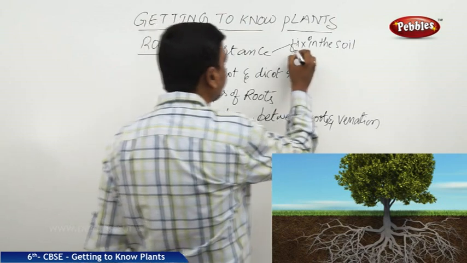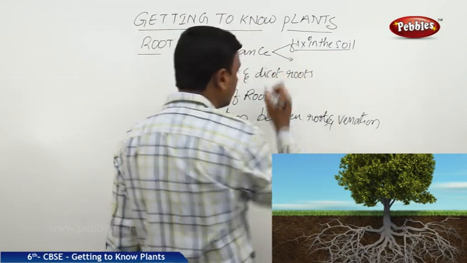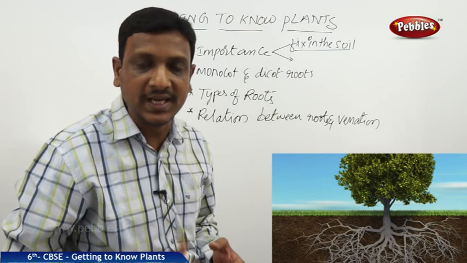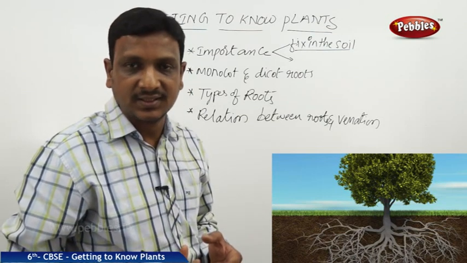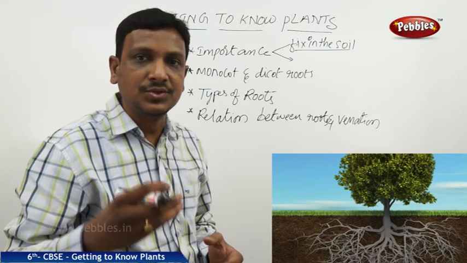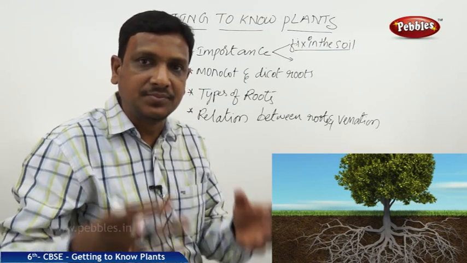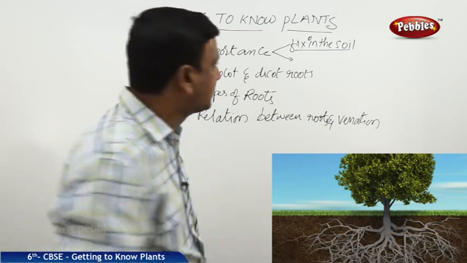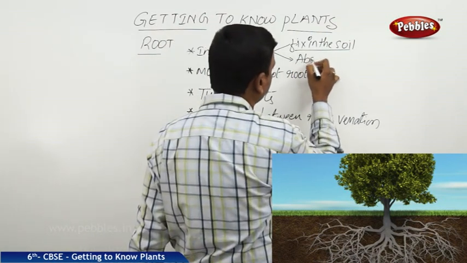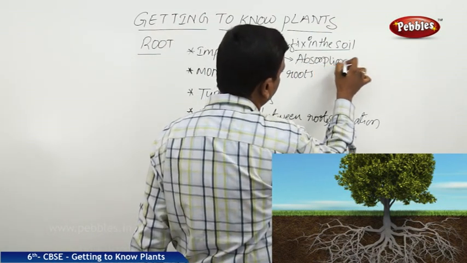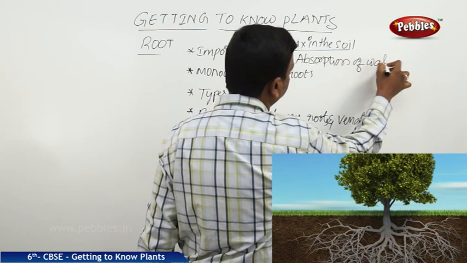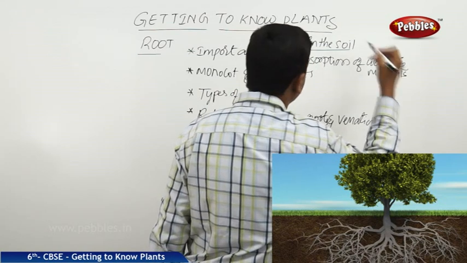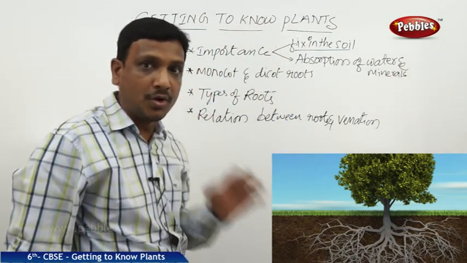That is one function. The second function of the roots is that they absorb water and minerals from the soil and supply them to the tree. So the water and minerals are absorbed from the soil by the root. That is the second function, absorption of water and minerals. These two are the importance of the root.